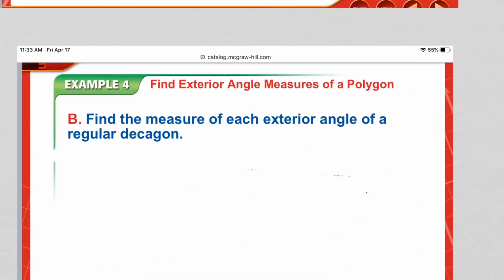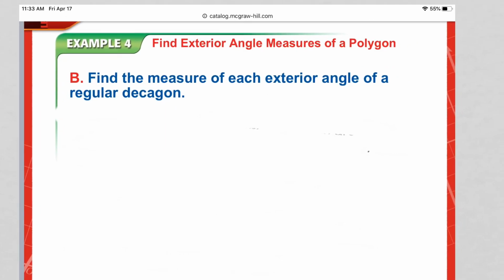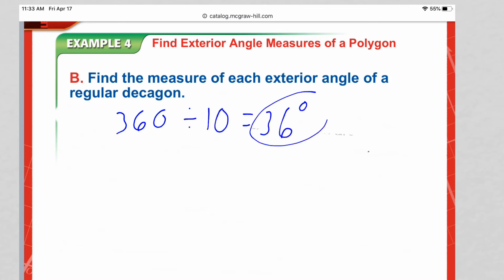Okay, next example. Again, looking at the measure of each exterior angle, and again you see the word regular. Again, we can only find the measure of one angle if I know these are regular shapes, which again means that they are all the same. With the exterior angle, because it says exterior, I'm always dealing with the 360. Then if it's a regular decagon, decagon is 10 sides, I divide it by 10, so that means each angle is 36 degrees. So those are nice, fast problems.